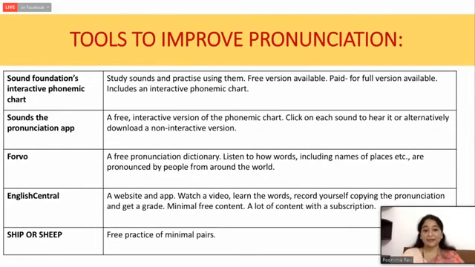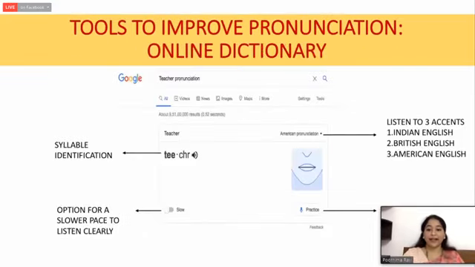English Central. This is one of my most favorite websites because there's a number of resources and activities that you could access and incorporate for your own development and your classroom. Ship or Sheep. There's a book as well that is suggested in your reading material. It's a book that has a number of activities that you could plan. I'm sorry, I just moved to the next slide.